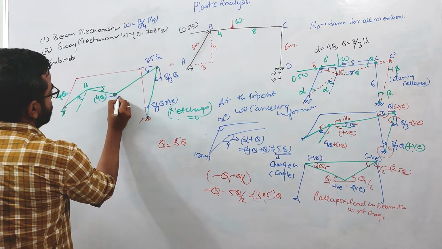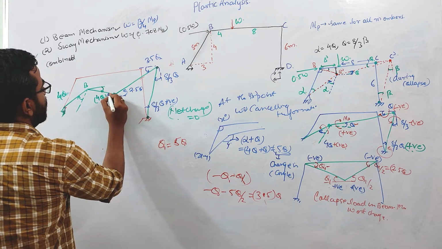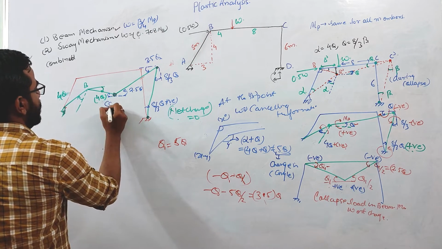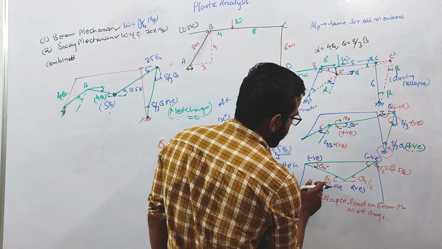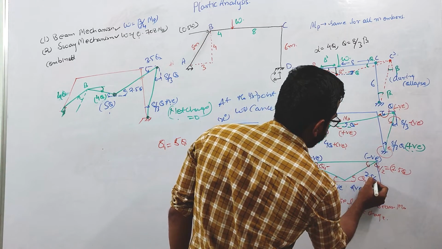Here, this will be 2.5 theta, and this will be equal to 5 theta. Okay, at this hinge, what will happen? Theta 1 we have put as 5 theta, so this will be 2.5 theta.